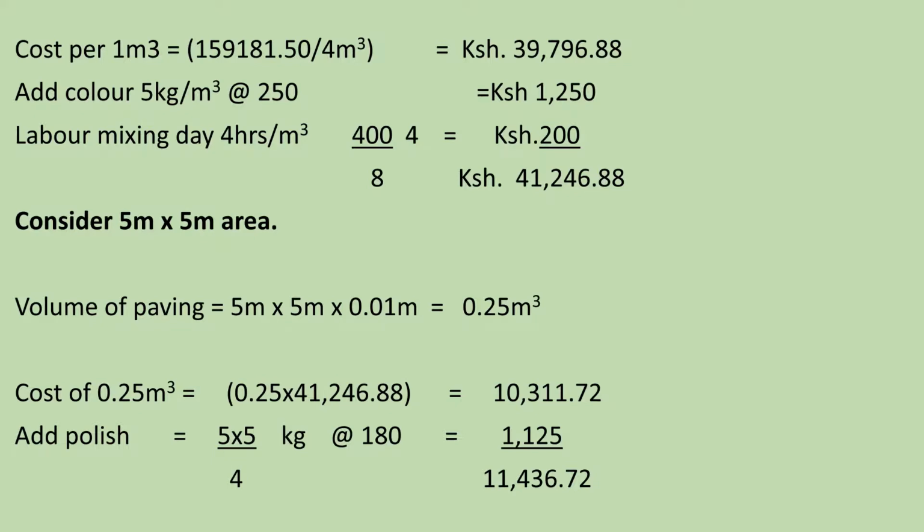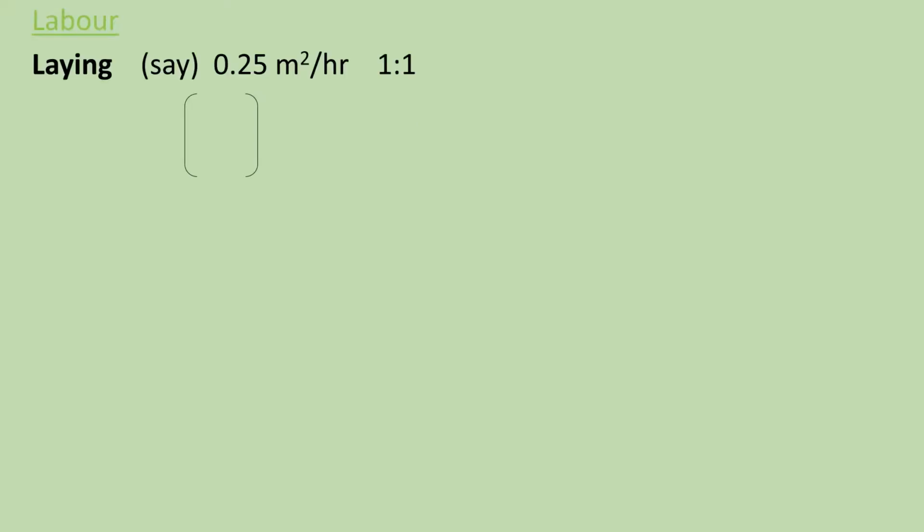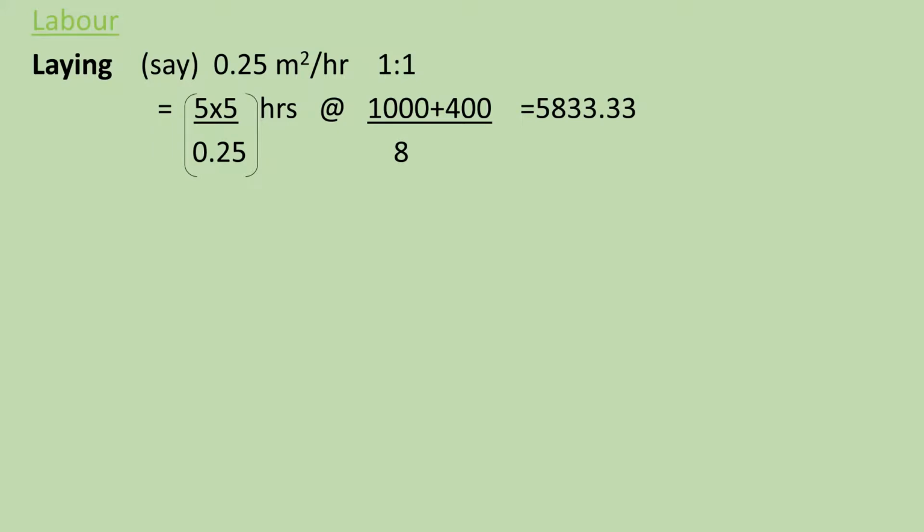Now we shall go to the labor. That one we have done material. We have found the cost of buying the materials, that is the chips, the cement, the polish, then the labor for mixing the materials. We have also added the cost of the color. Now we are going to the cost of the labor. The labor is the labor for laying, the labor for grinding and polishing.